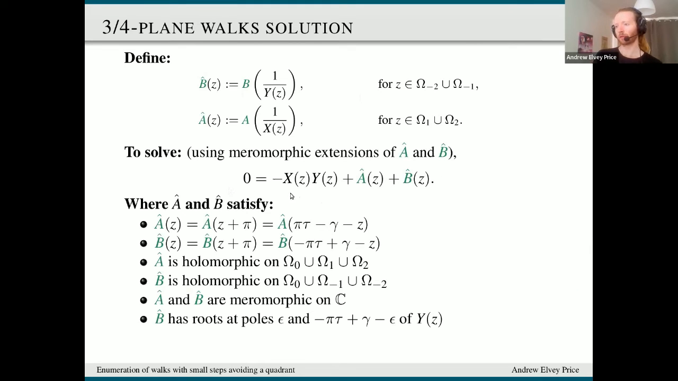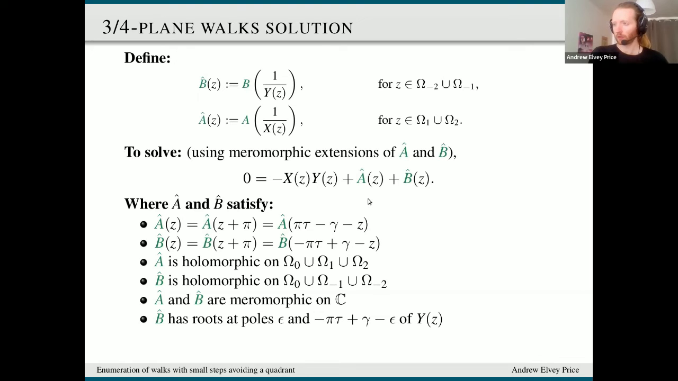Okay, and so this functional equation isn't enough by itself to determine A hat and B hat uniquely, but just from the definitions, we get a number of other properties satisfied by A hat and B hat. Together with these properties, this equation does uniquely define the functions, and therefore it uniquely defines the series A and B, and hence from the formal functional equation, it defines the series C that we were interested in.